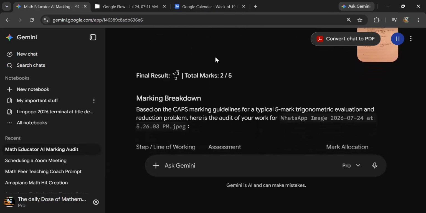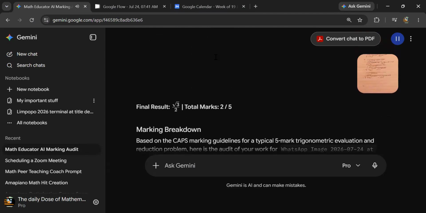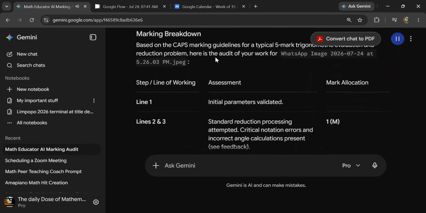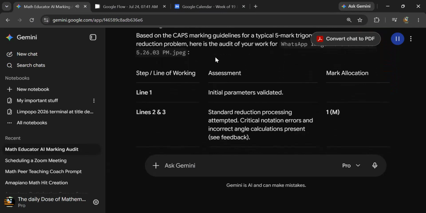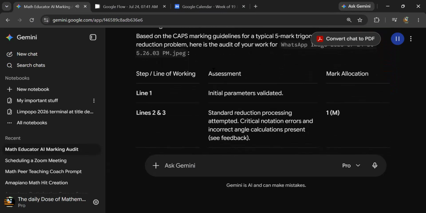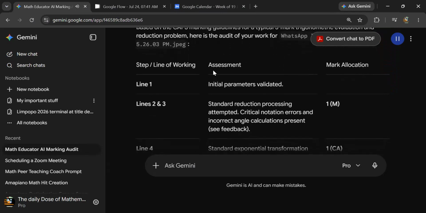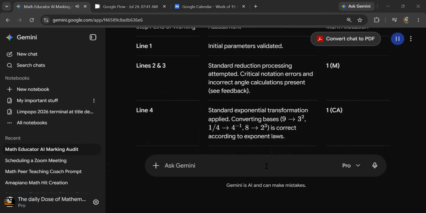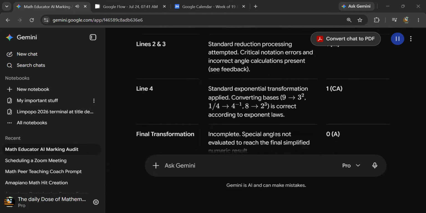Let's hear what it says. Final result: fraction, square root of 3 over 2. Total marks: 2/5. Marking breakdown: based on the CAPS marking guidelines for a typical 5-mark trigonometric evaluation and reduction problem, here is the audit of your work. Line 1: initial parameters validated. Lines 2 and 3: standard reduction processing attempted. Critical notation errors and incorrect angle calculations present. See feedback. 1 M.